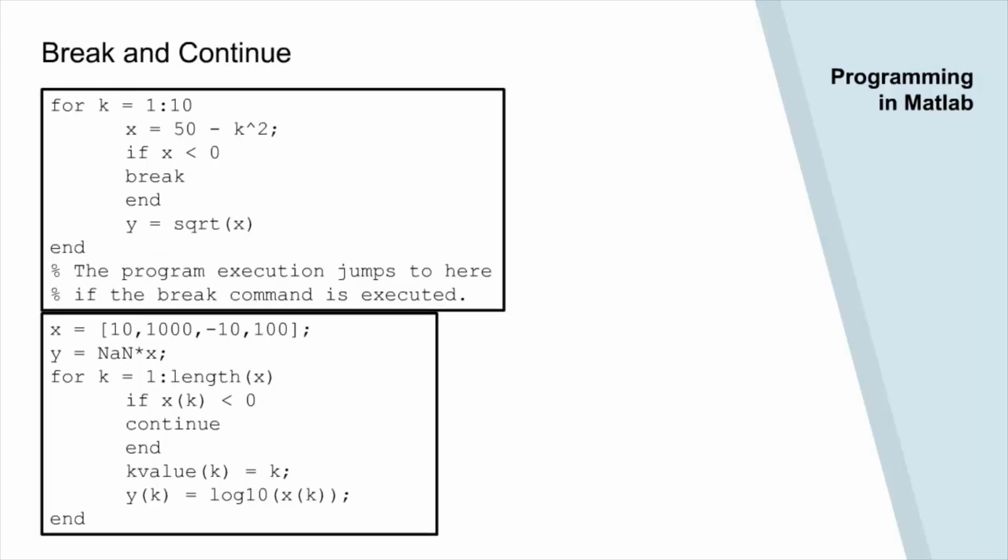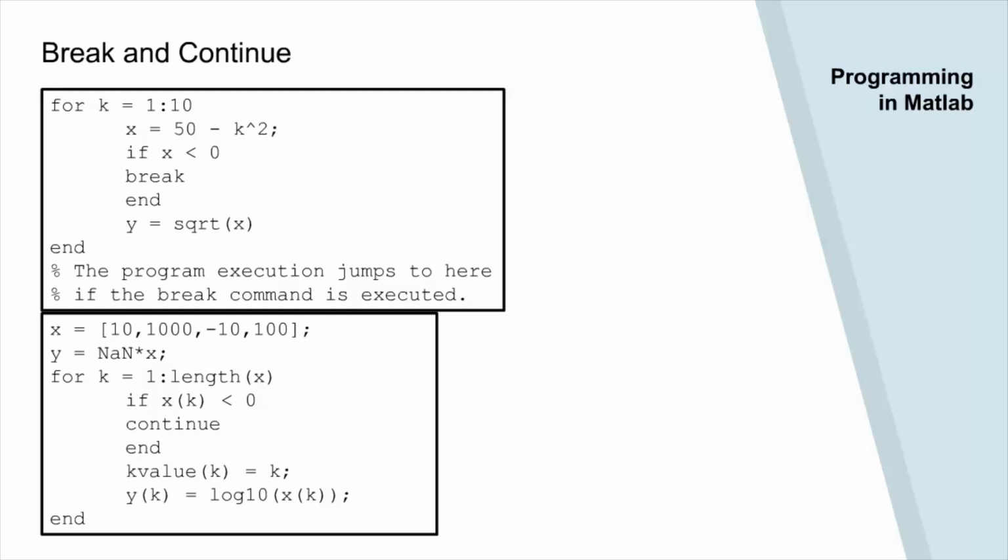Break and continue statements. We can jump or skip loop iterations using these two statements. The break command, which terminates the loop but does not stop the entire program, can be used for this purpose. For example, we have a for loop from k is equal to 1 to 10 where we have x as 50 minus k square, and we have an if condition.